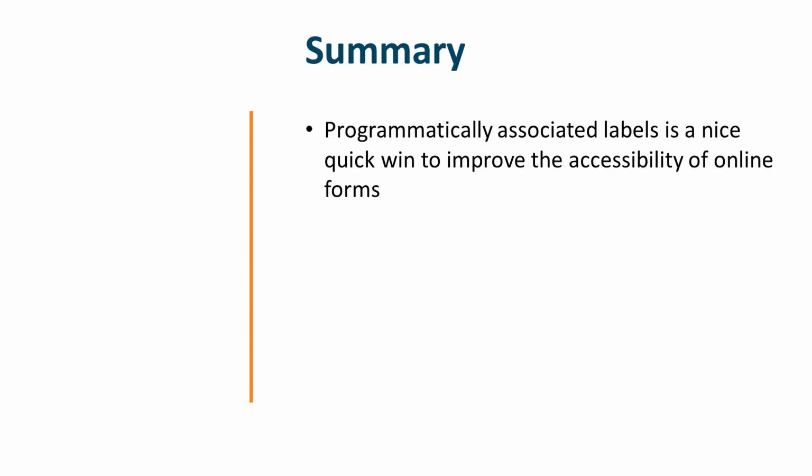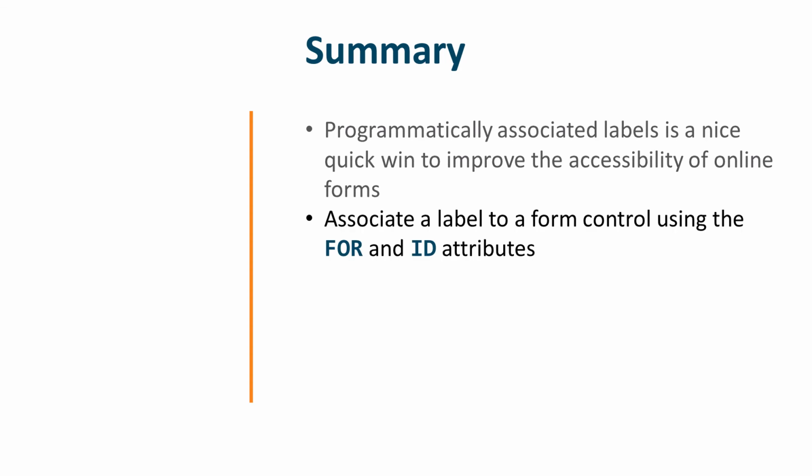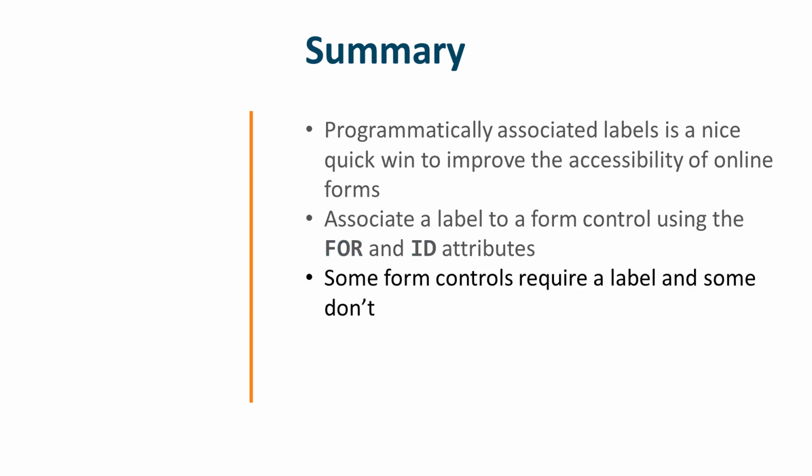In this lecture, I explained how using programmatically associated labels with form controls is a nice quick win to improve the accessibility of online forms. I showed how to associate a label to a form control using the for and ID attributes, explained which form controls require a label and which don't, and described an additional benefit of a larger clickable area to activate a control.